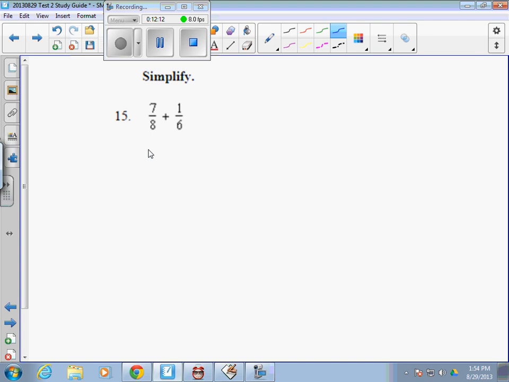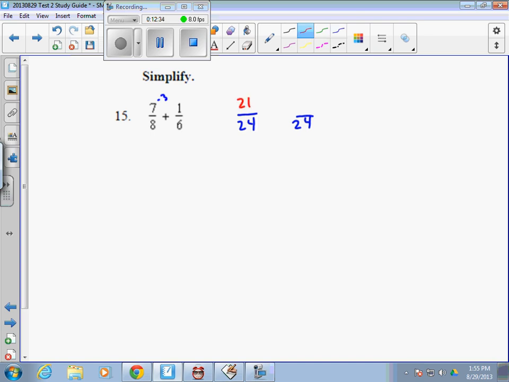Say we're simplifying 7 over 8 plus 1 over 6. Your bottom number has to be the same. The least common denominator that they both go into, you have 8, 16, 24. They both go into 24. So we're going to change the denominators of both of those fractions to 24. What do you have to multiply 8 by to get 24? The number's 3. So you have to multiply 7 times the same 3. You get 21 at the top.